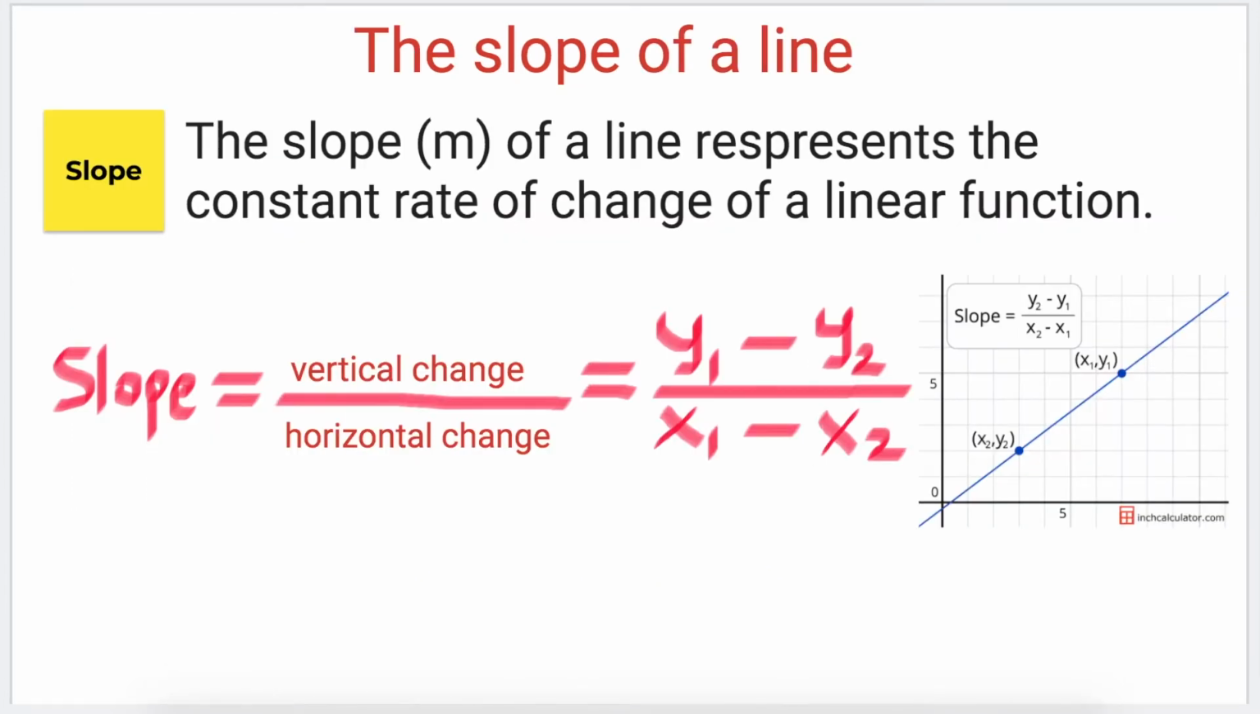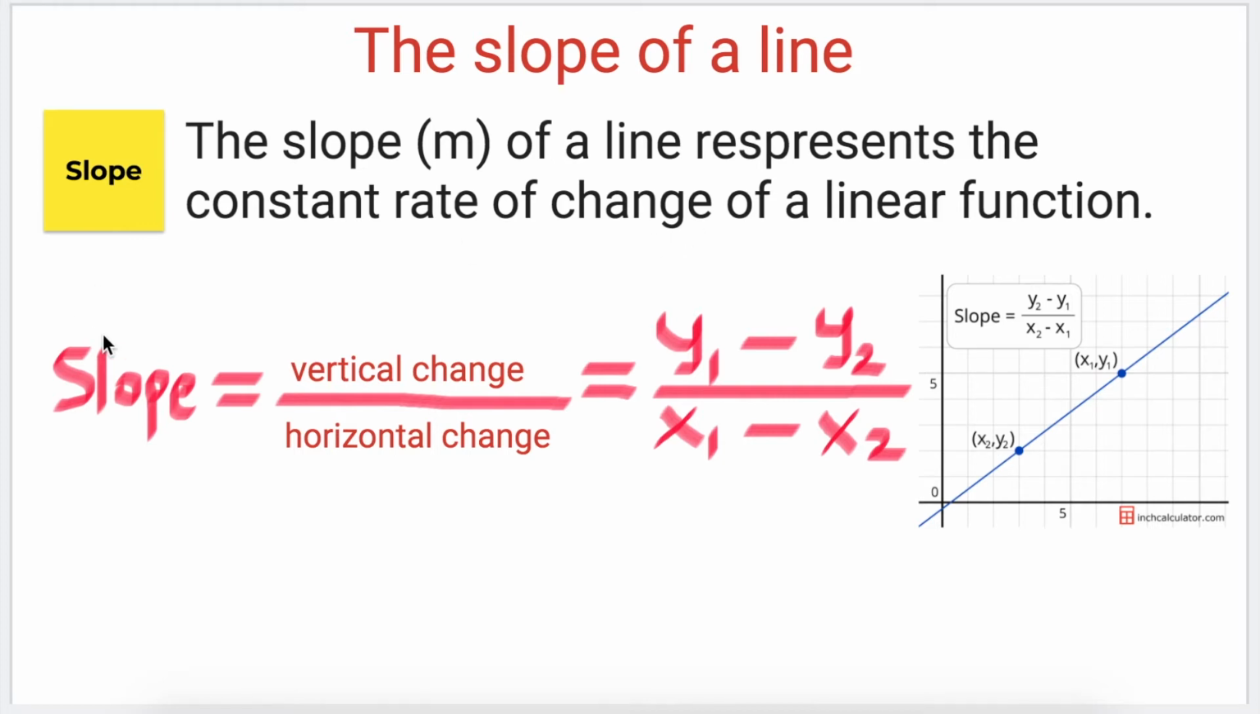Here's a formal definition of a slope of a line, and it says the slope m of a line represents the constant rate of change of a linear function. So in this video, I'm going to be using the letter m to represent that slope. The other important thing is the use of the word constant. This means that the slope that we'll be calculating will not change wherever we are on the line. Finally, the slope in this video is going to be calculated from a straight line.